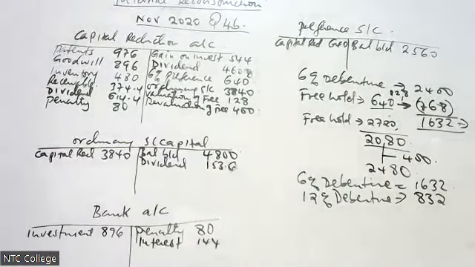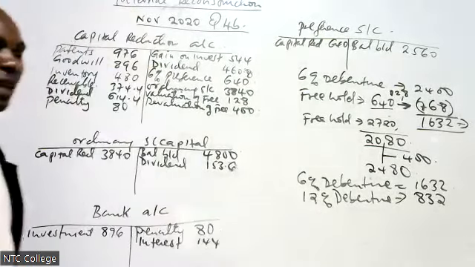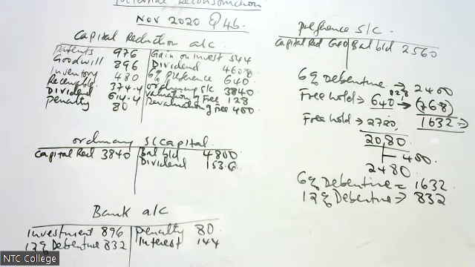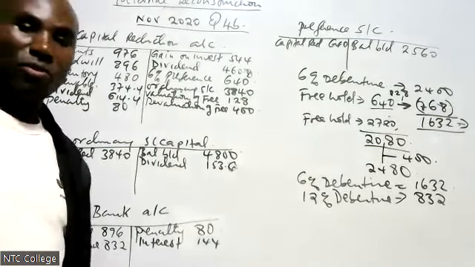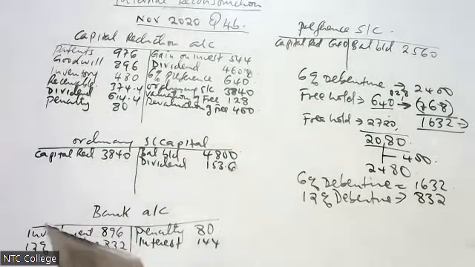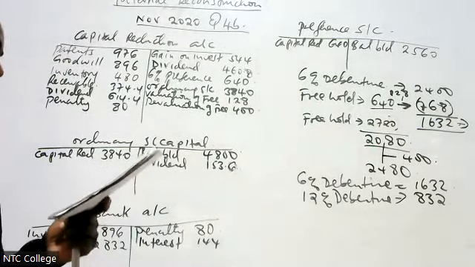Therefore, in my bank account, I'm going to receive money, 832, from the 12% debentures. I have received money in my bank account. You debit bank, you credit the 12% debentures. That is all about note number 5.